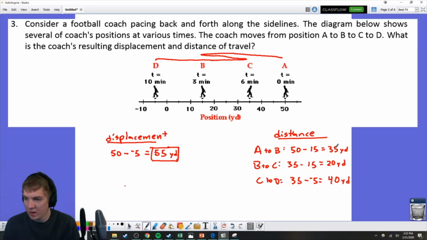Then you add all of that up. 35 plus 20 gave us 55. And then 55 plus 40 gave us a distance of 95 yards. Okay, so there is problem number 3.